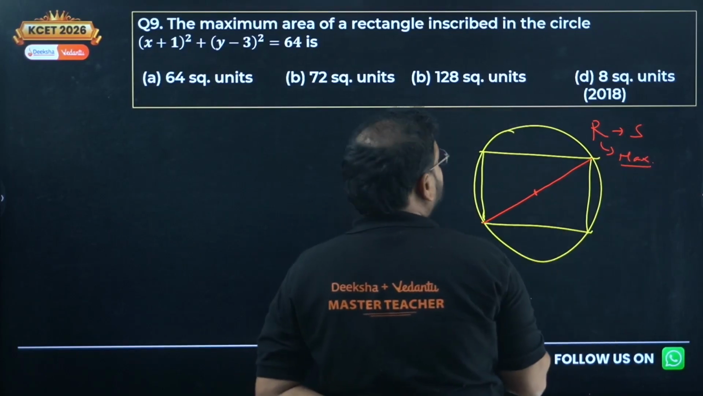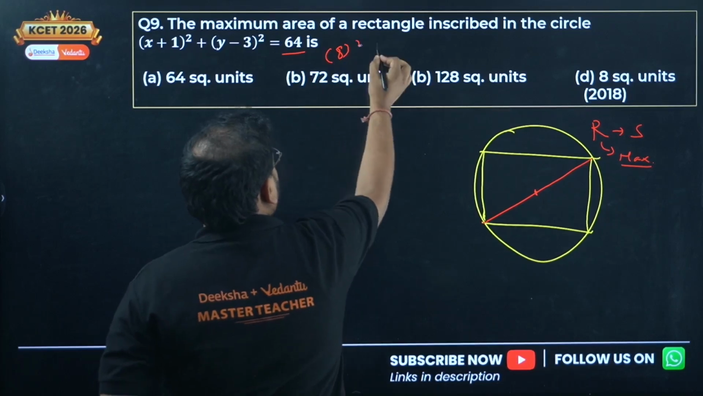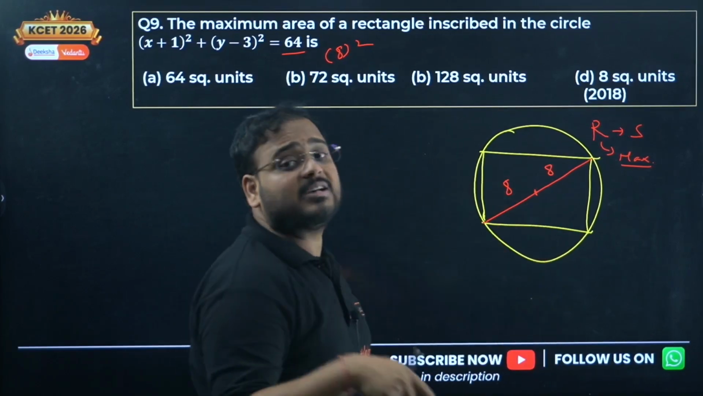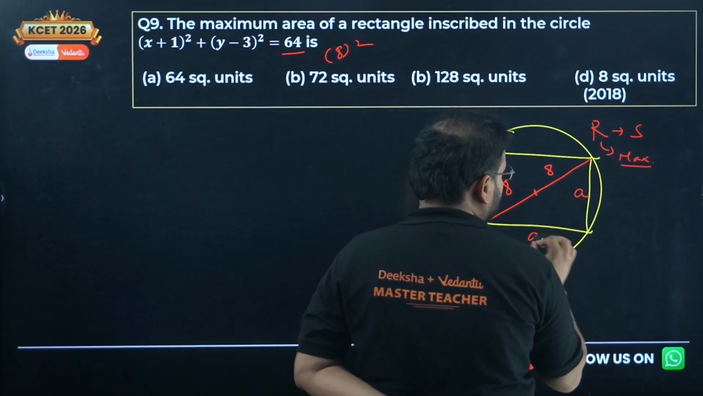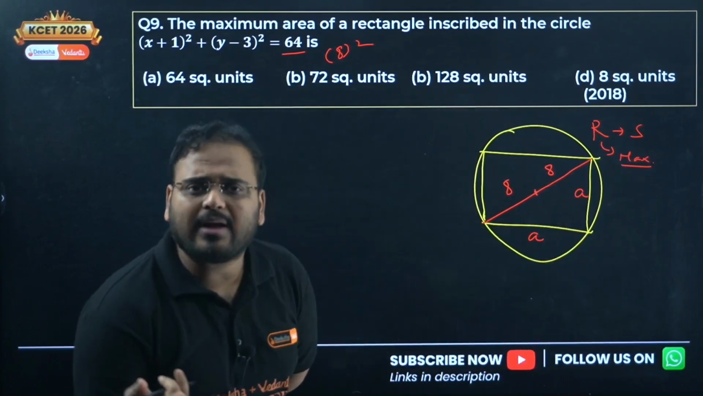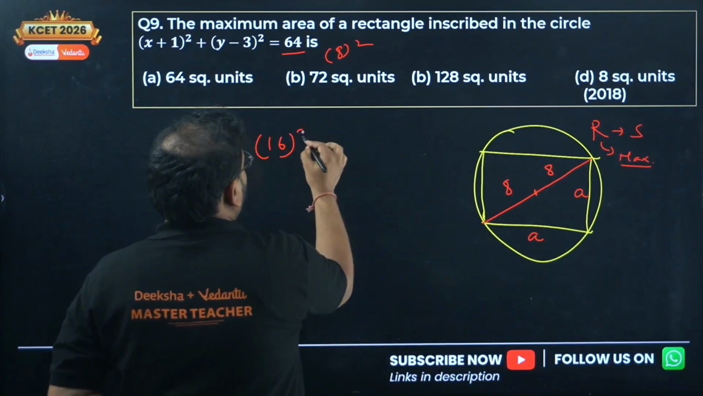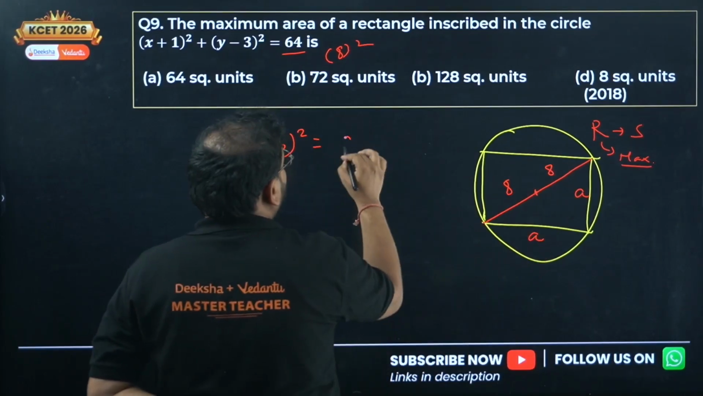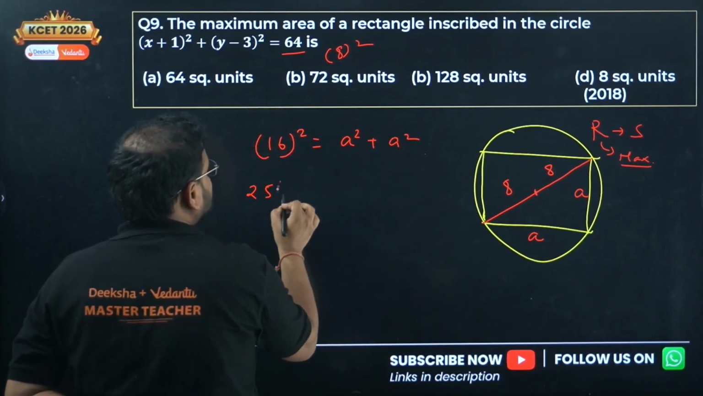So check here. The radius is given as 64, meaning 8 squared. The radius is 8 here, and here also 8. They are saying it is going to be a square. The property of a square means this side will be a, and this side will also be a. It's a square, so we can apply the Pythagoras theorem. The diagonal squared, basically the hypotenuse squared, will be equal to the sum of the side squares. Okay, so I get 256.